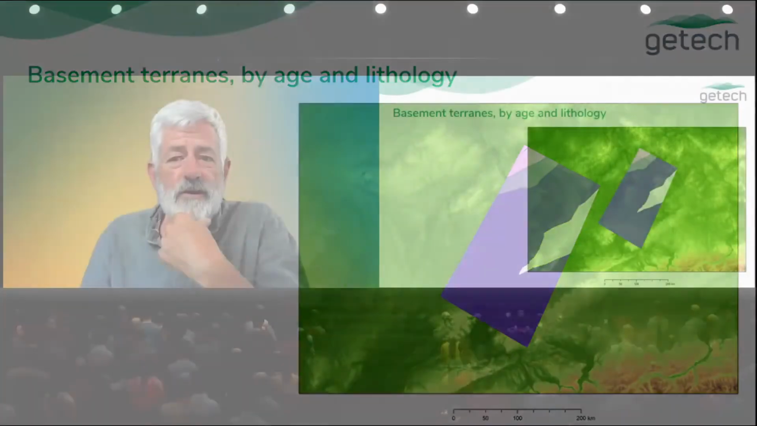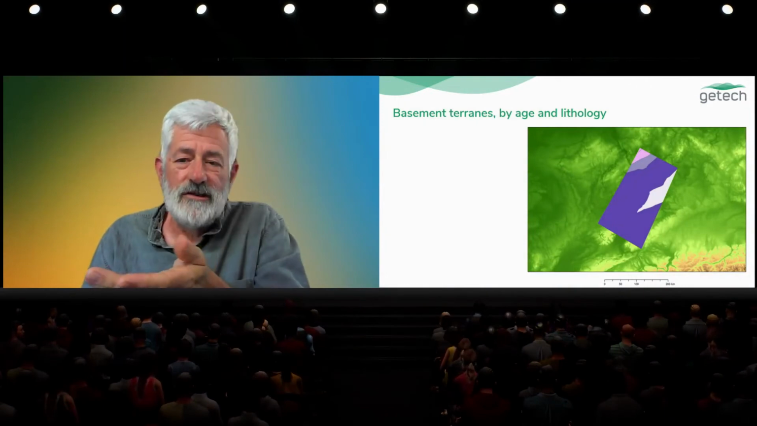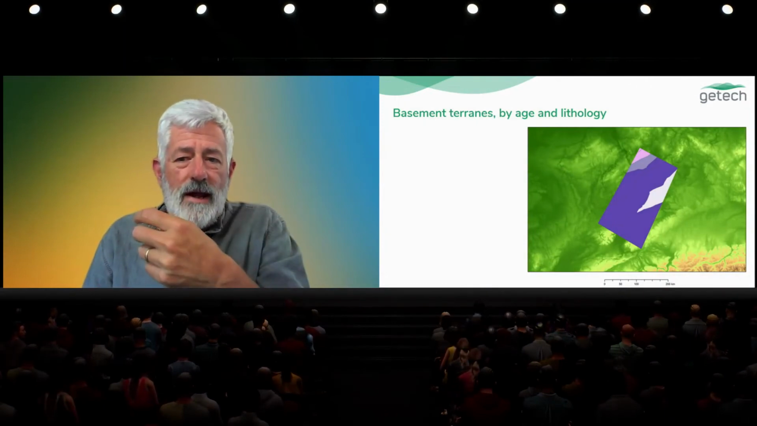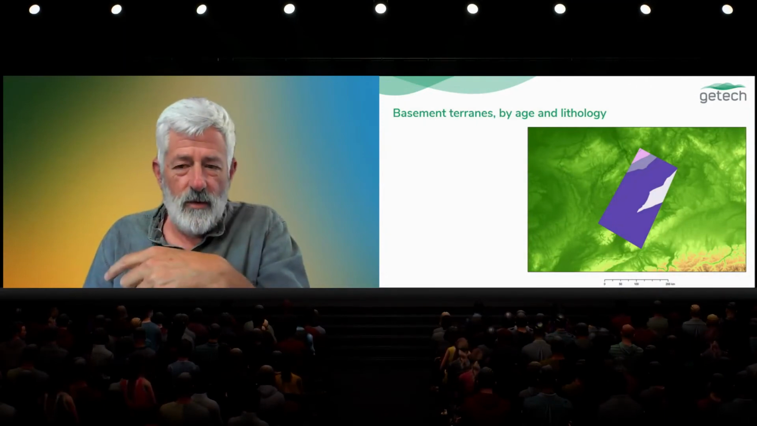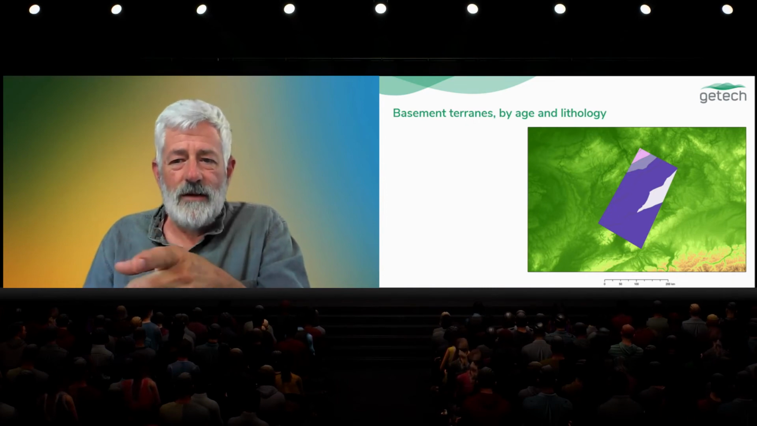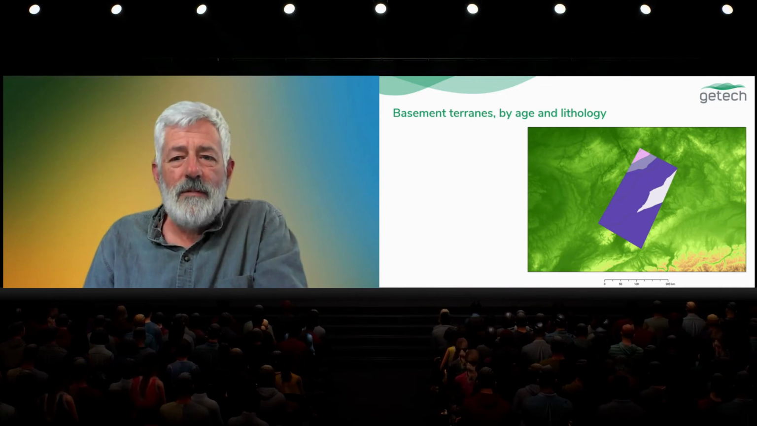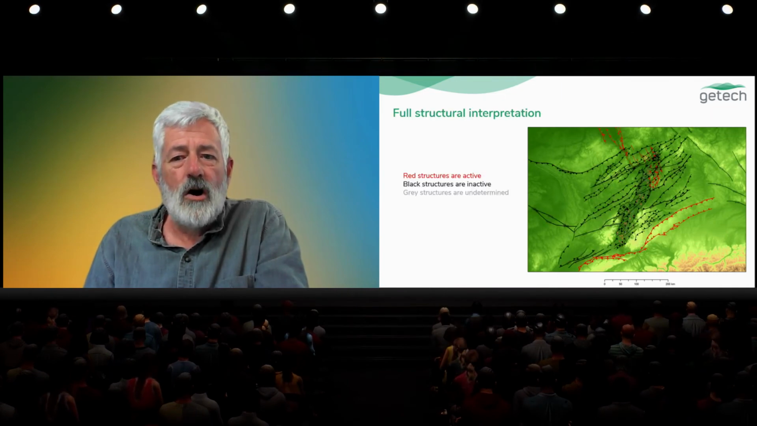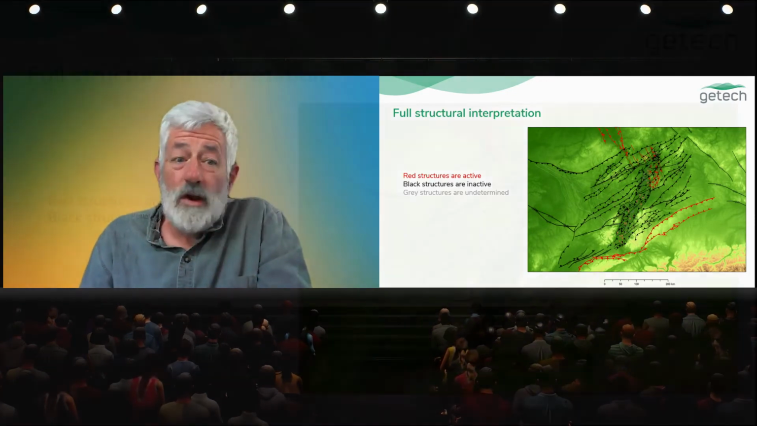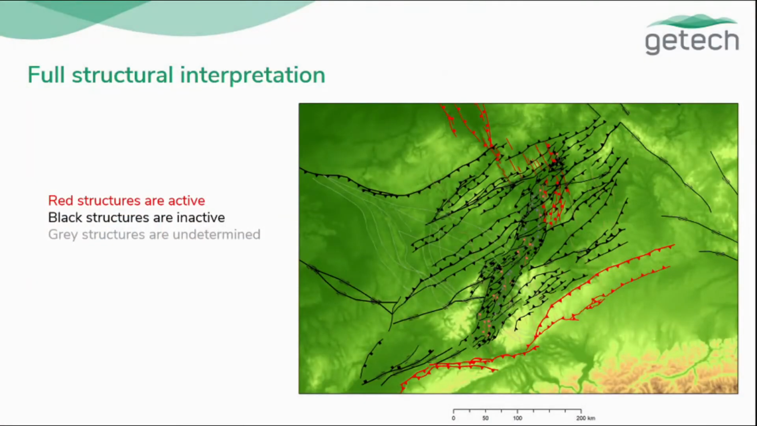So we start out with an interpretation of the basement lithology. That's a good thing to know in any case. Here, even though we had a bigger geophysical survey, we've just pulled out the information in the specific AOI. And then on top of it, we can map all of the faults that we can see in the various kinds of data.